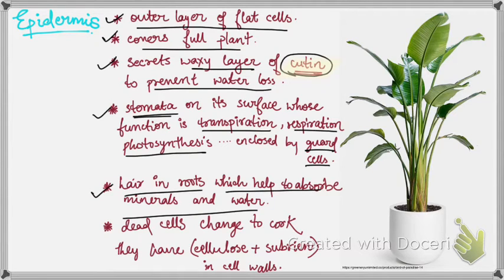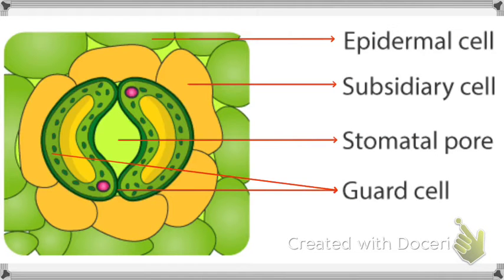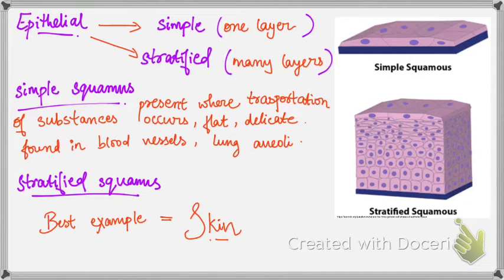Dead cells of the epidermis change into cork, and they have suberin in their cell walls, which makes the outer layer of the tree, that thick brown layer that you can see on the bark. Now we have come to the end of plant tissues, and now we'll start with animal tissues.